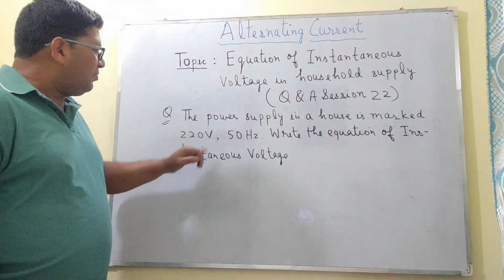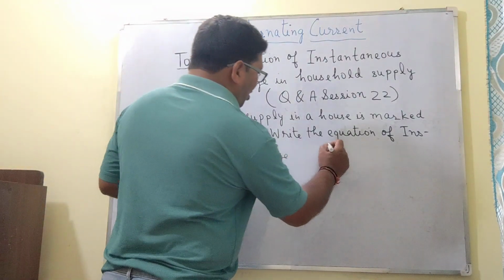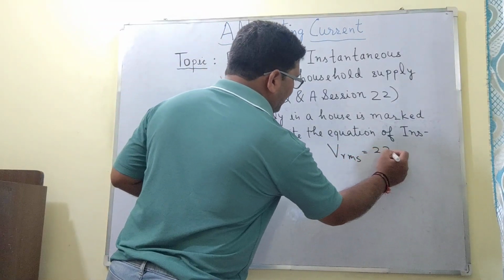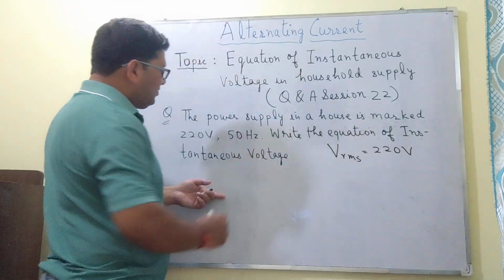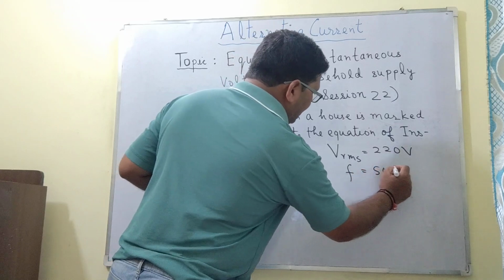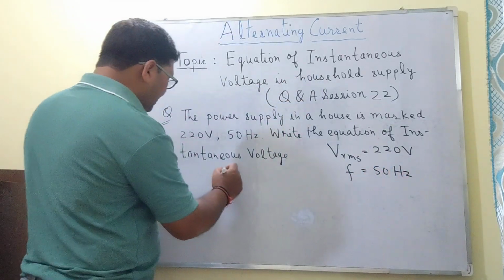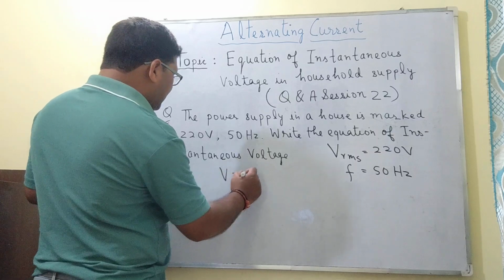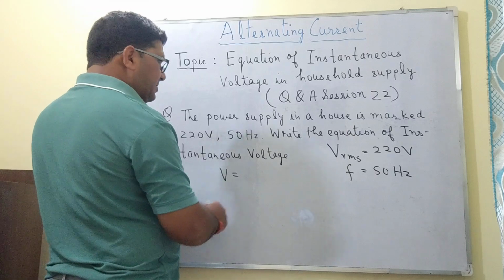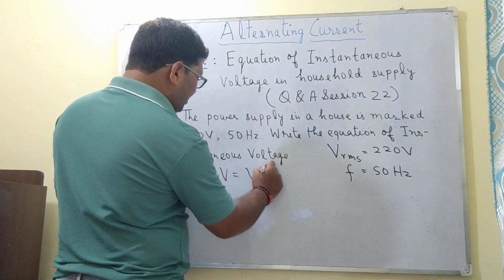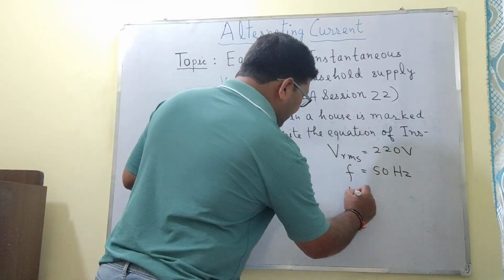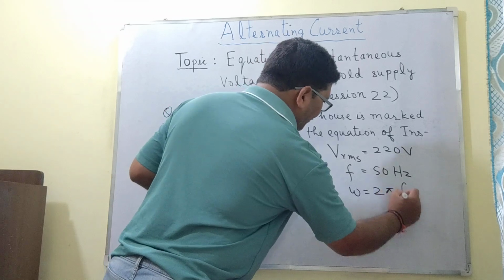So here 220 volt is the RMS value of the power supply. So V_RMS is equal to 220 volt. The frequency is equal to 50 hertz, and we know that the equation of the instantaneous voltage in an AC circuit is given by V is equal to V naught sin omega t, where omega is the angular frequency which is equal to 2 pi f.